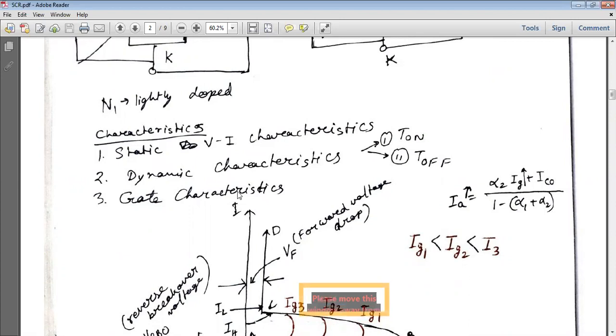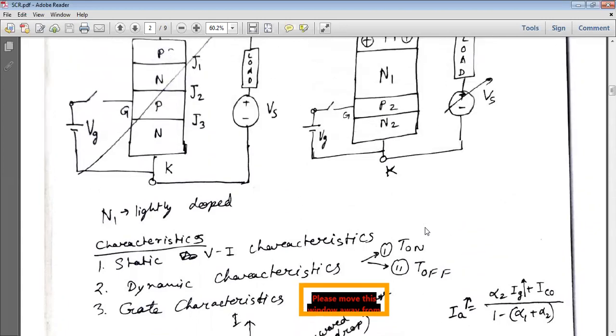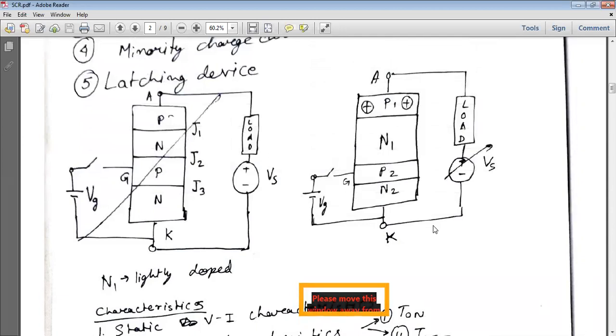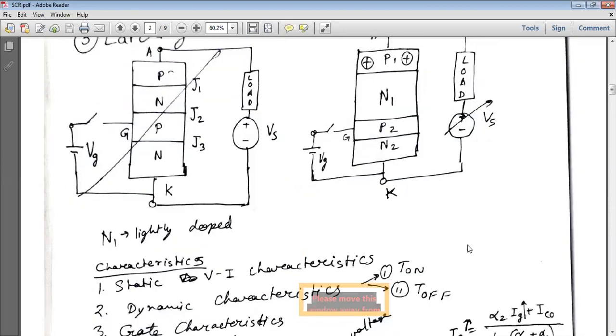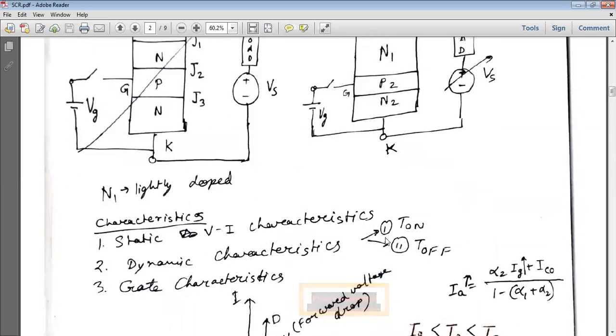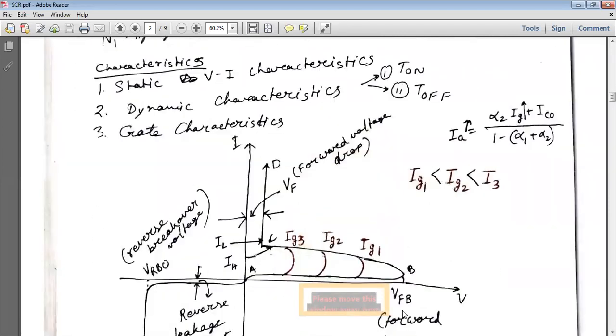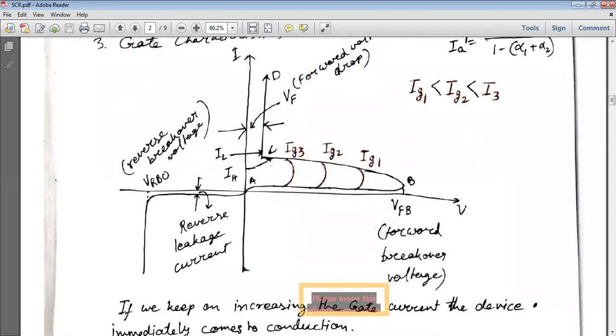Okay. And it has static characteristics, static VI characteristics, and dynamic characteristics. Dynamic characteristics, that is T on and T off, that is, switch on and switch off. Thyristor SCR is used as a switch. So its turn on and turn off characteristics we will discuss, and another characteristic is gate characteristics. So these are our SCR characteristics.